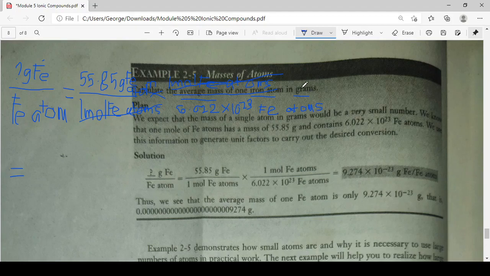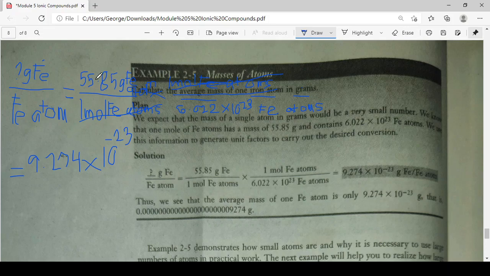So you now multiply everything on top and divide everything at the bottom: 55.85 divided by 6.022 times 10 raised to the power of 23. You now have the answer of 9.274, or simply 9.27 times 10 raised to the power of negative 23. Again, we divided, we did not multiply. That is why it became negative.